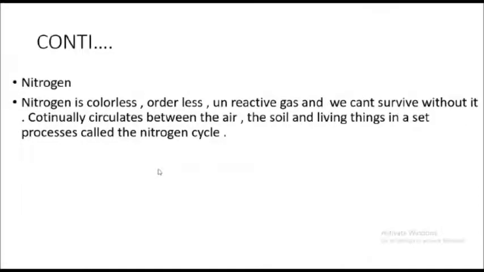The next element will be nitrogen. Nitrogen is a non-metal element present in the periodic table, in group 5. This is what we are specifically going to study, its properties and also the nitrogen cycle. Nitrogen is odorless and colorless.